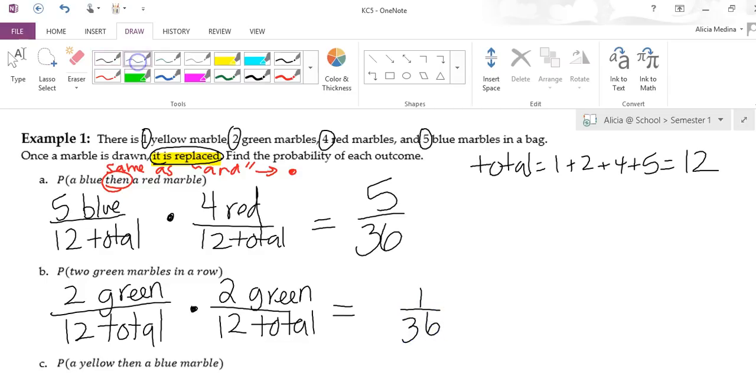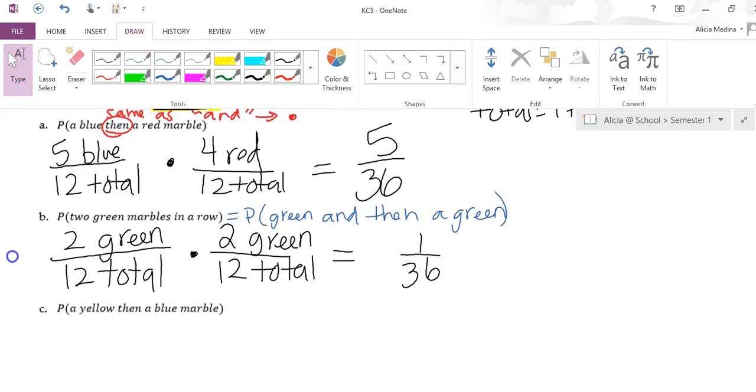If you need to write this for yourself just so that you know what this means, probability of 2 marbles in a row, sometimes kids like to write this out and say picking a green and then another green, right? It's kind of what we did. We picked one out and then we want to pick another one.